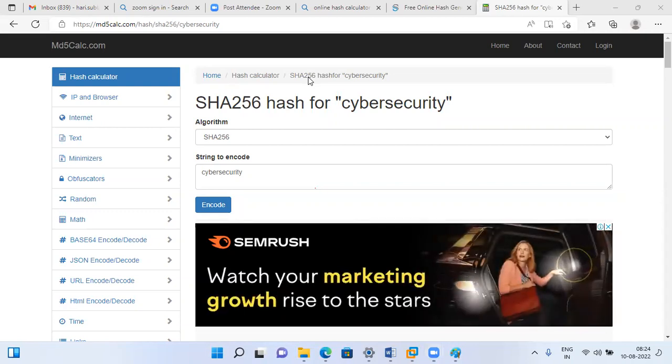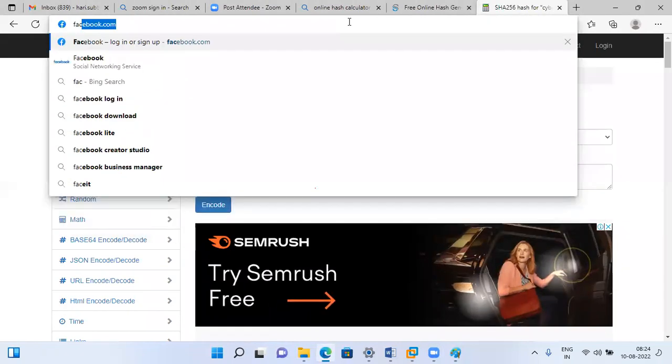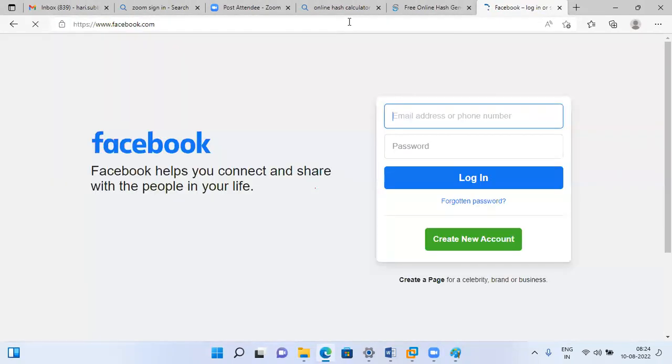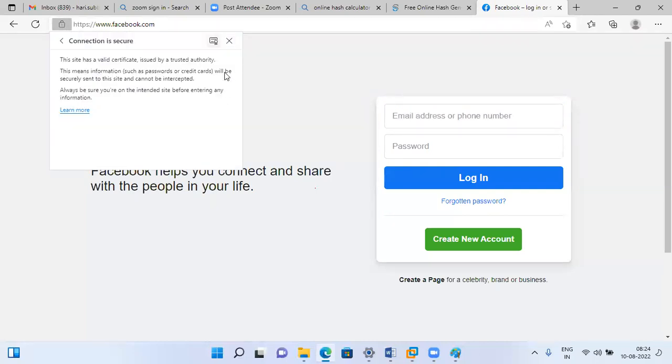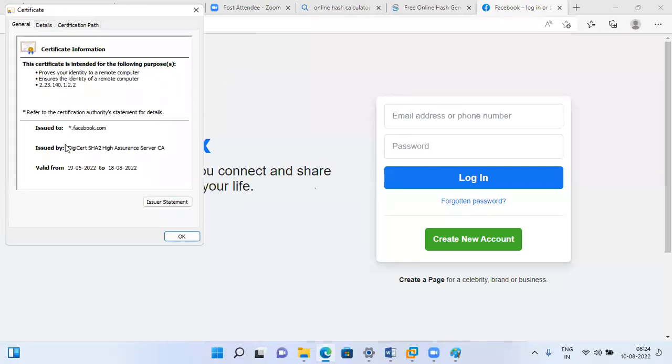Okay, so very simple. Just try to launch the Facebook website. Click on this. Connection is secured. Click on the certificate details. So issued by whom? DigiCert SHA2 High Assurance Server CA. CA stands for Certification Authority.